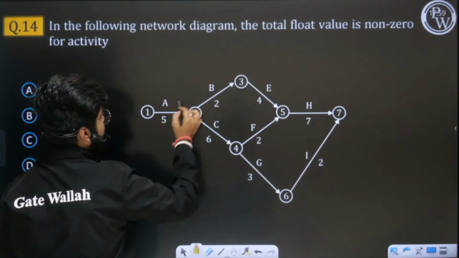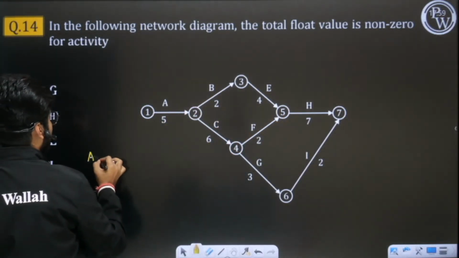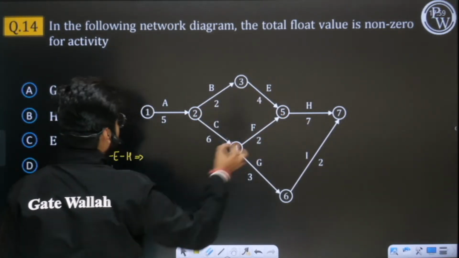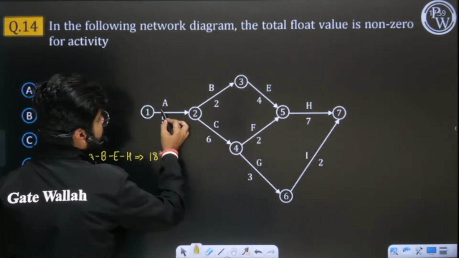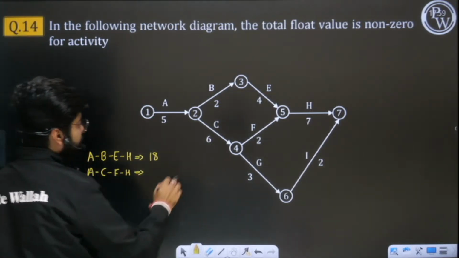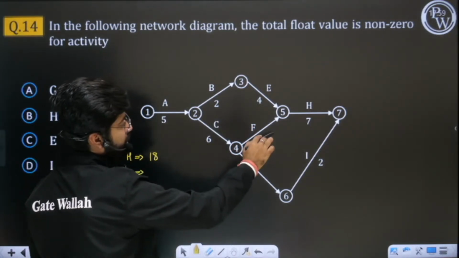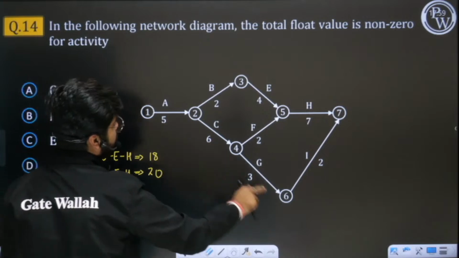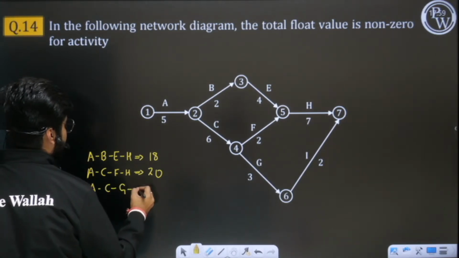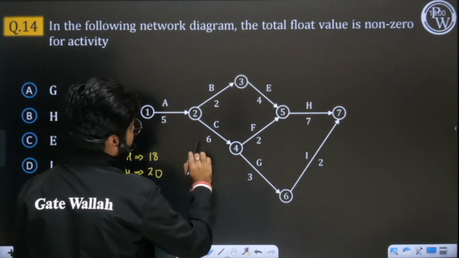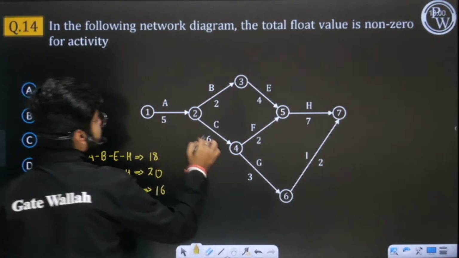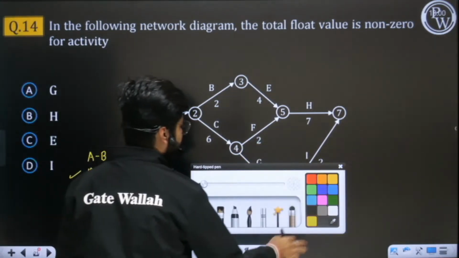The total time of A, B, E, H is 5, 2, 7, 7, 4, 11, 11, 7, 18. Then let us solve for A, C, F, H. It is giving you 5, 6, 11, 11 plus 2 is 13, 13 plus 7 is 20. Now the third one, A, C, G, I: 5, 6, 11, 11 plus 3 is 14, 14 plus 2 is 16. So the biggest one is ACFH. The critical path is ACFH.